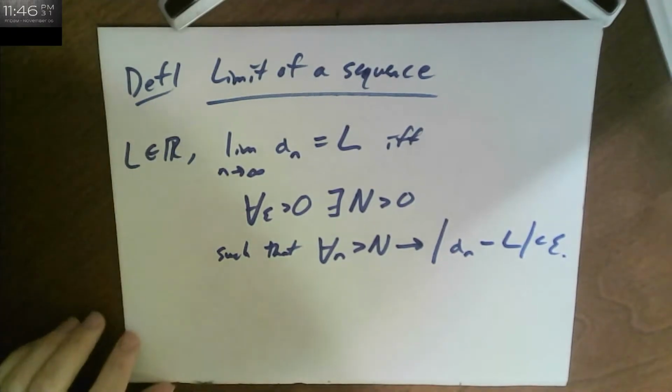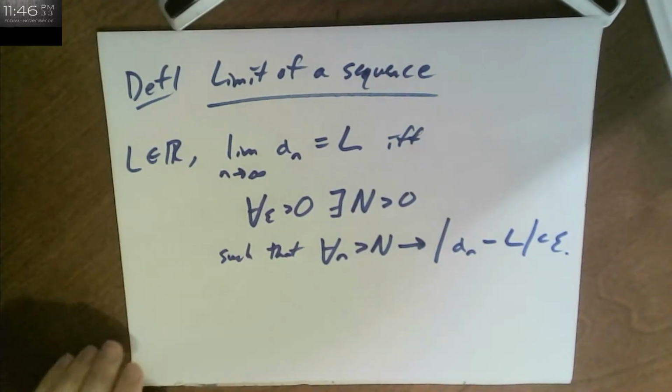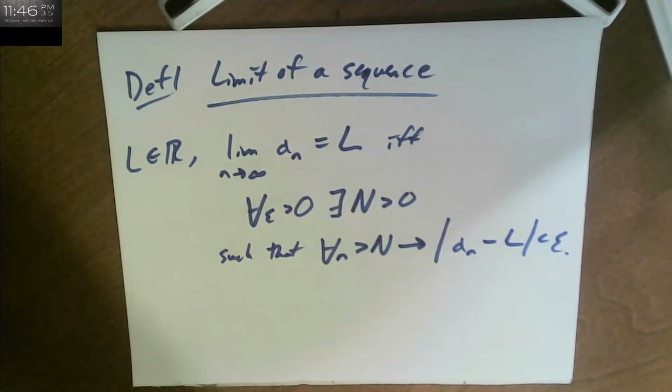You thought you were free, but no. We will pull you back. Why are we doing this, though? We've already defined limits. Why are we bothering?